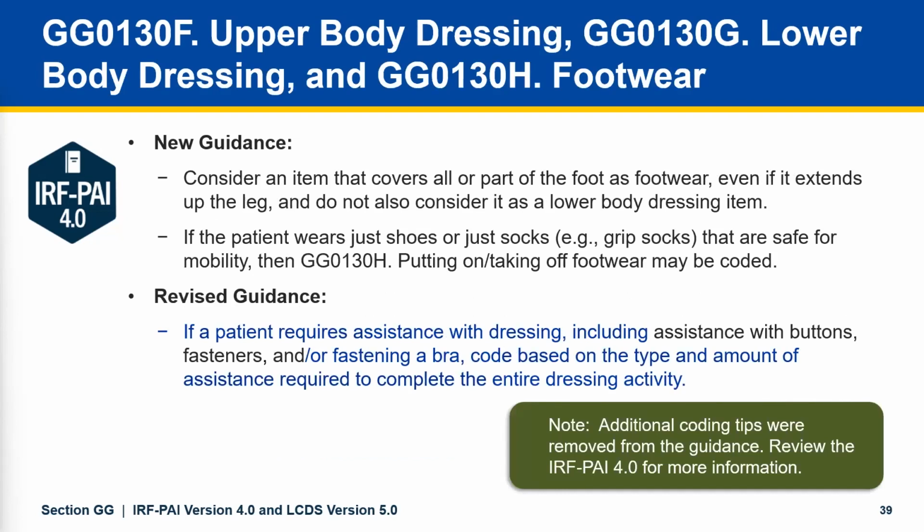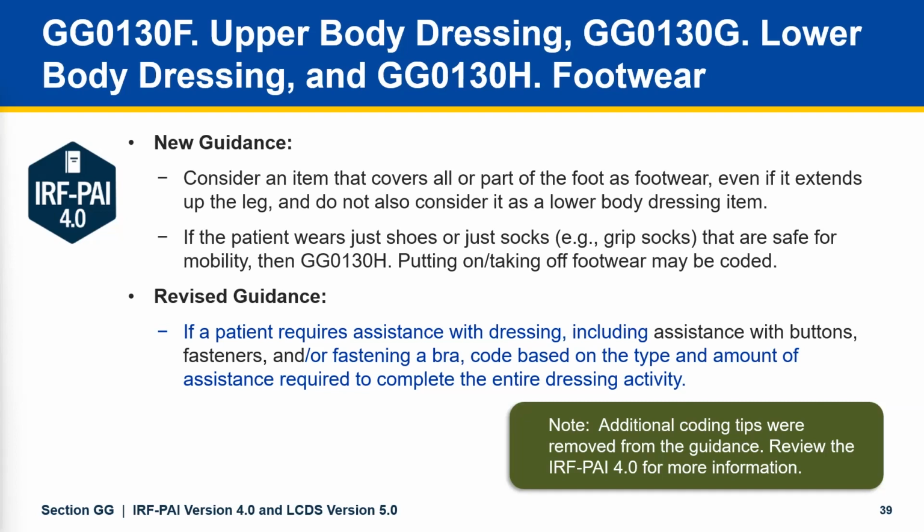Next is GG0130F, upper body dressing, GG0130G, lower body dressing, and GG0130H, footwear. Some of the new guidance added to the IRF-PAI manual clarifies that if a dressing item covers all or part of the foot, then it is considered when assessing GG0130H footwear. It's not considered when assessing lower body dressing.